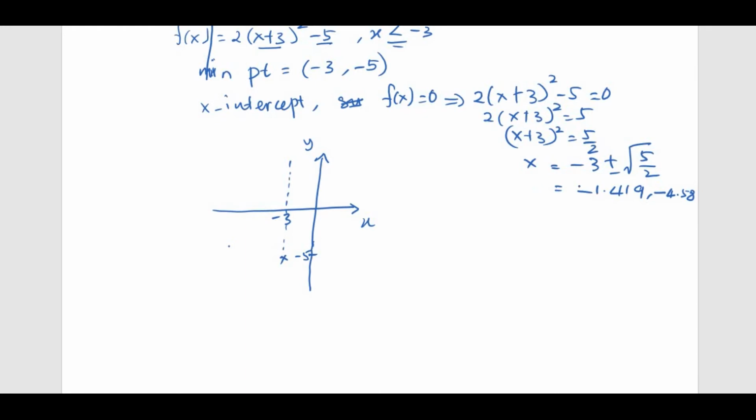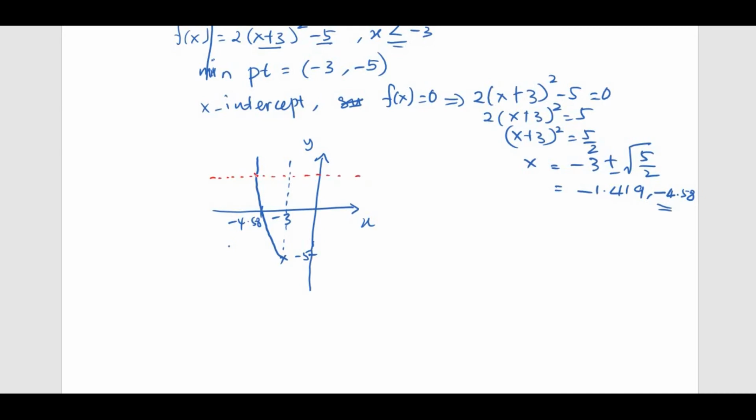And then the x-intercept is actually negative 1 point something. Okay, you can ignore that because it's greater than negative 3. But just take this one. So you have negative 4.58. So this is the graph. So this should be negative 4.58.